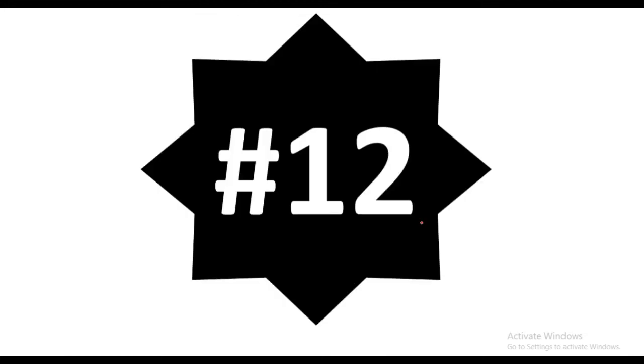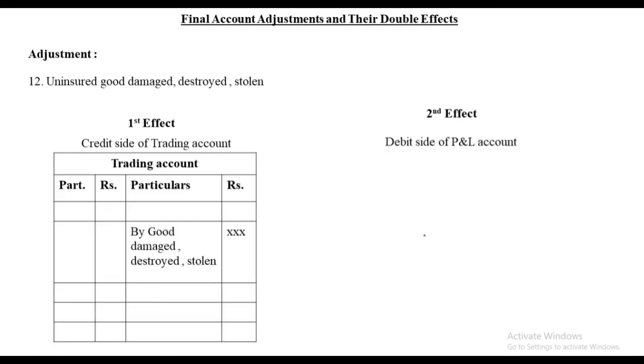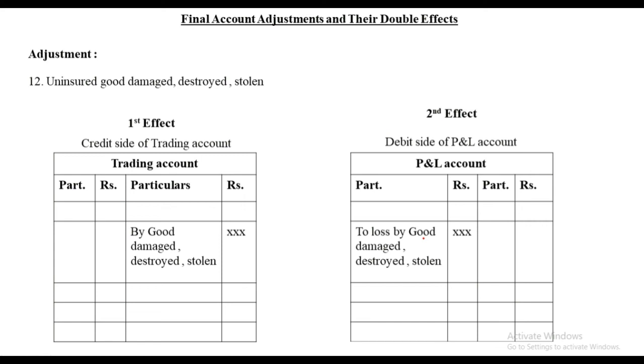Next, we have adjustment number 12. It is based on when uninsured goods are damaged, destroyed, or stolen. If an insurance claim is not given, then it will only have two effects. Number one, it will be on the credit side of your trading account, and second, it will be on the debit side of your P&L account. In trading, it will be known as by goods damaged or destroyed or stolen, and on the P&L debit side, it will be to loss of goods by damage or destroyed or stolen. Only two effects.